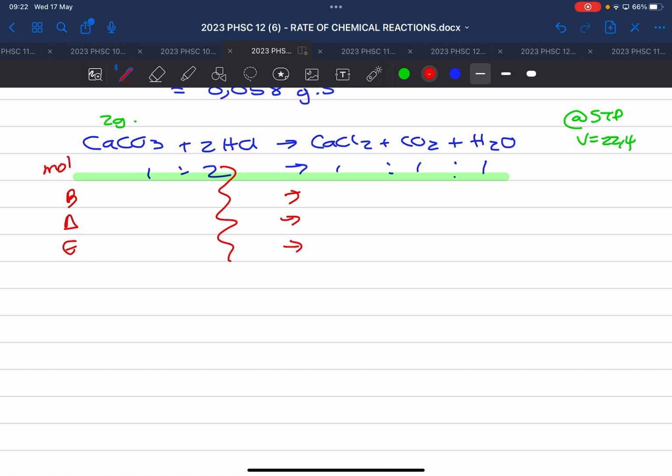They didn't ask anything about calcium chloride or water. We know we start with 0 carbon dioxide, and because the calcium carbonate is allowed to react fully, completely with hydrochloric acid, it means we have 0 of the calcium carbonate at the end.